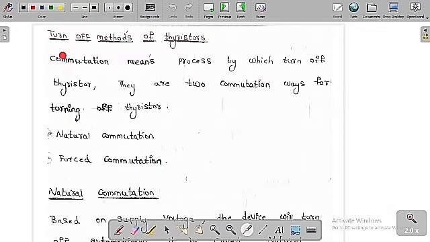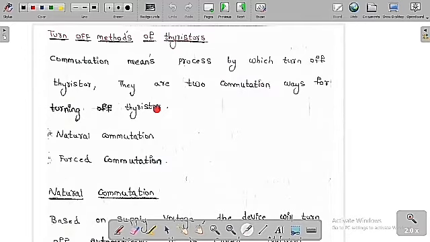Now we are going to discuss the turn off methods of thyristors. By what way are we going to turn off the thyristor? Commutation means the process by which we turn off a thyristor. The meaning of commutation is basically the process of turning off any device. There are two commutation ways for turning off a thyristor: natural commutation and forced commutation.